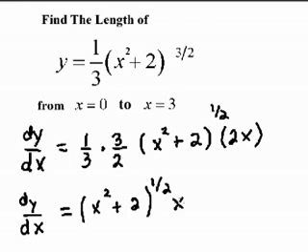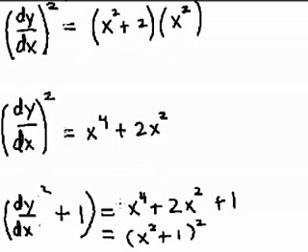Now let's take a look at an example. We want to find the length of the curve y equals 1/3 (x squared plus 2) to the 3/2, where x goes from 0 to 3. Our first step is to calculate dy dx, the derivative. And you see that after simplification, dy dx equals (x squared plus 2) to the 1/2 times x.